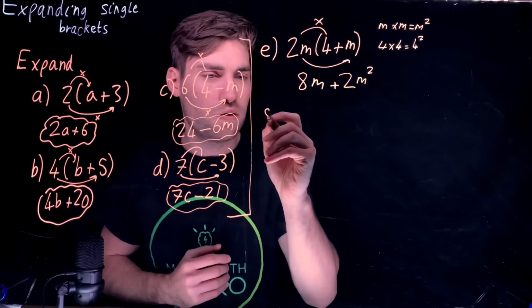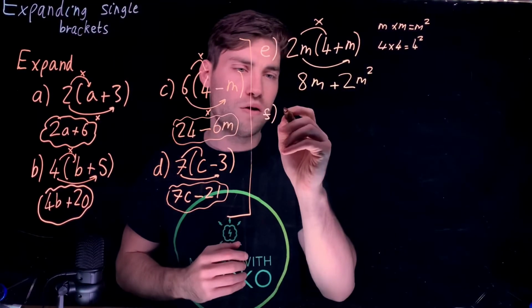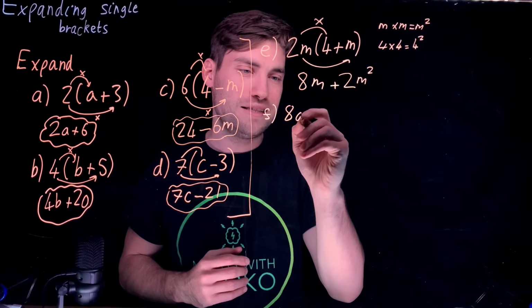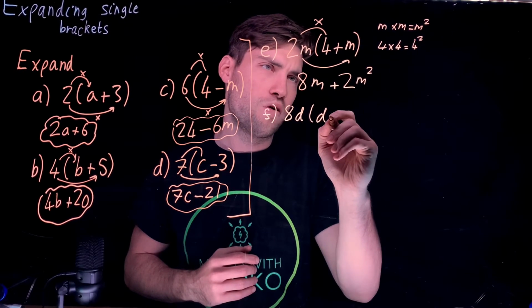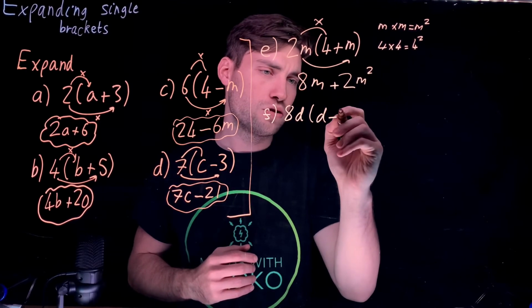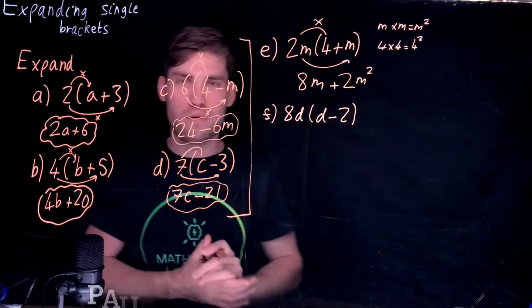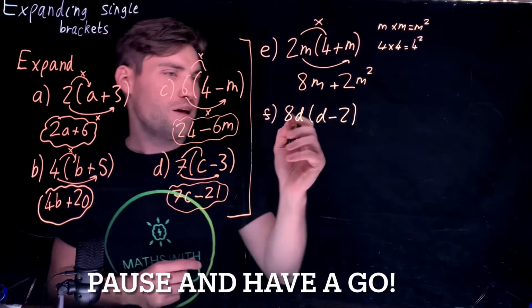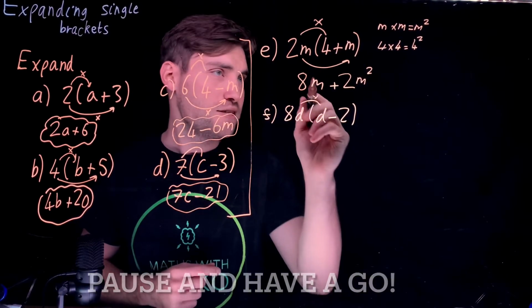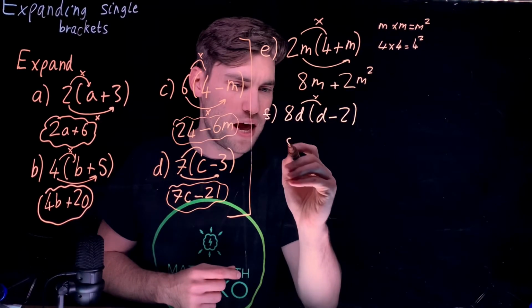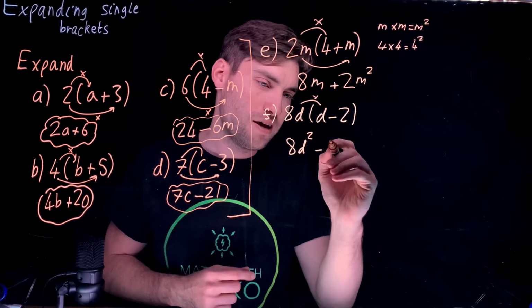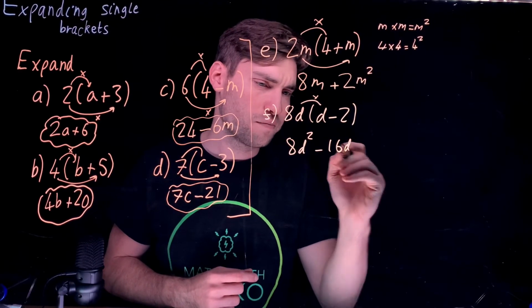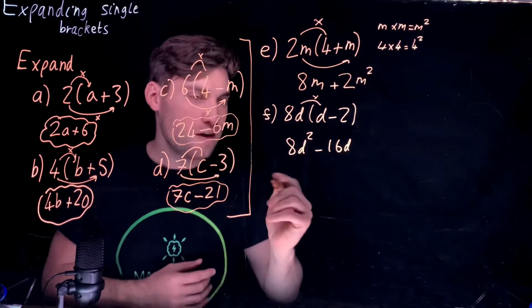Right, let's do another one. Let's see if we've got it. So let's go to 8D, and then that'll be D minus 2. So pause it. I've got that one. Right, 8D times D, same as 2M times M, apart from just an 8 there, and D squared minus 16D. And that's it. Okay, right, next one.